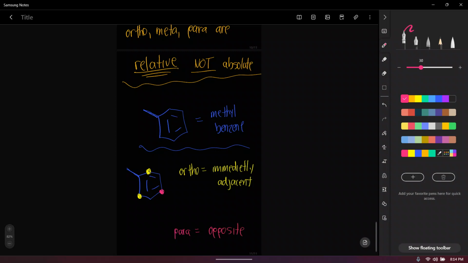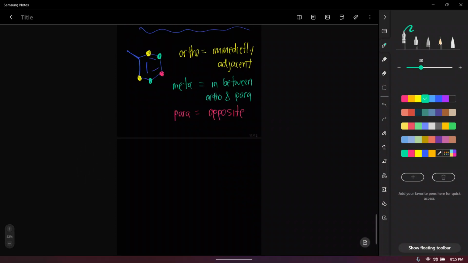Para is opposite. And then the meta positions are in between ortho and para. Meta meaning middle, they're in the middle. So the meta is in between ortho and para. Okay?